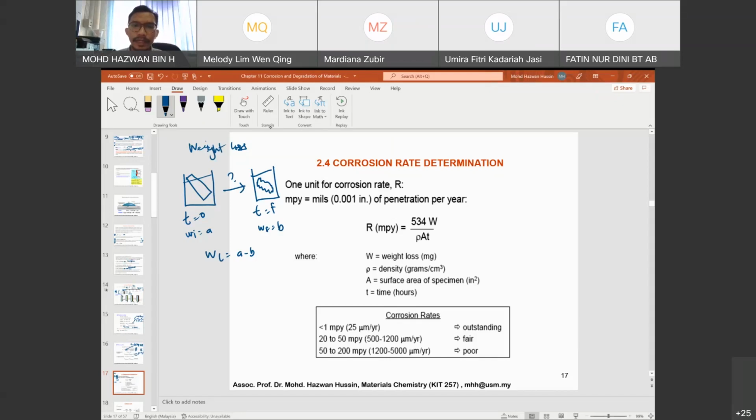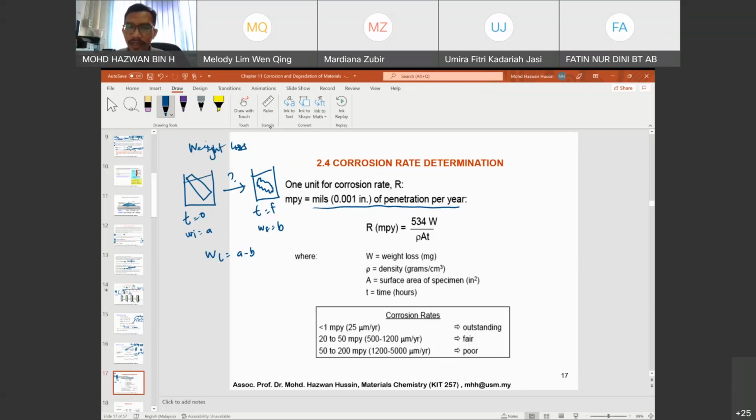Okay, all right. So the corrosion rate determination can be noted as follows. There's a formula to calculate it. You have the first formula over here. R is the corrosion rate in the unit of MPY. MPY is mils of penetration per year. A mil is a distance unit, equal to 0.001 inches of penetration per year. So R in MPY is equal to 534. If you ask me why it is 534, this is a standard value.